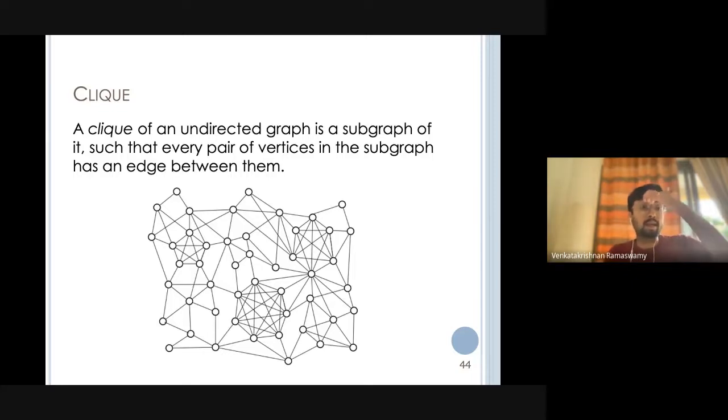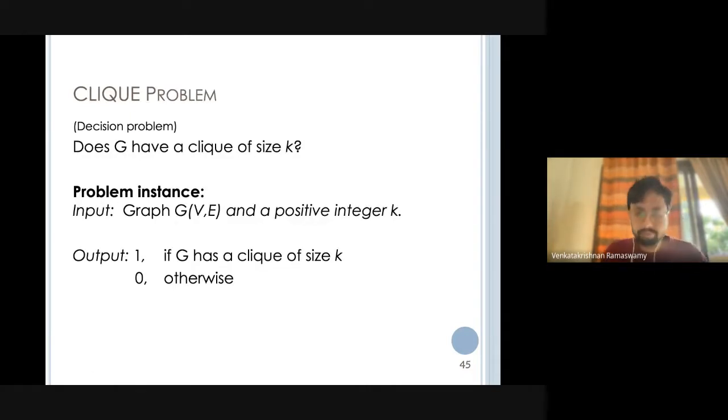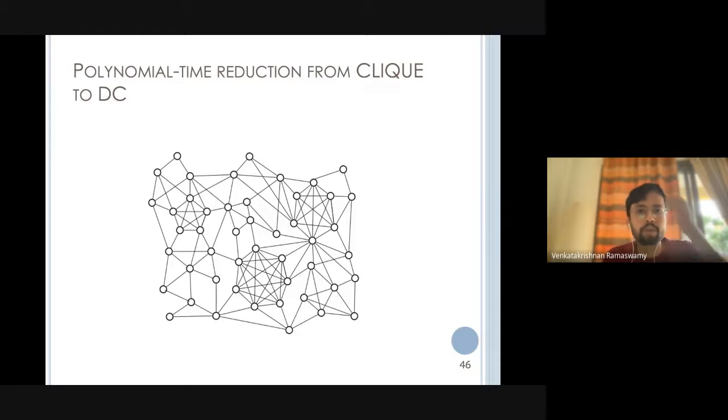And recall that a clique of an undirected graph is a subgraph of it, such that every pair of vertices in the subgraph has an edge between them. So here is a clique of size 5, right? So within these 5 vertices, every pair is connected. Here is a set of 4 vertices that don't form a 4-clique because there's no edge between these two, right? So the clique problem is a decision problem, which, given an undirected graph G and a positive integer k, asks if G has a clique of size k, right? And this is known to be NP complete, right? So I'm going to do a polynomial time reduction from clique to DC, which is the degenerate circuit problem, and here's how that will go.